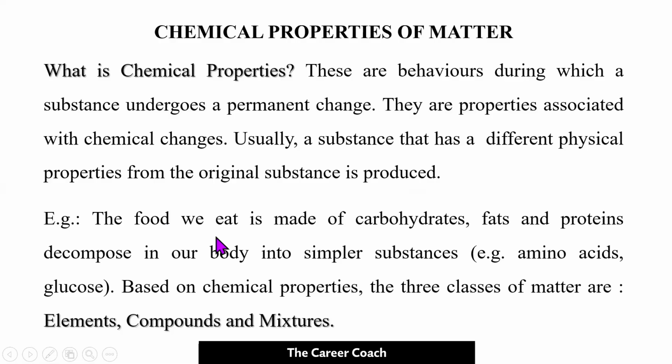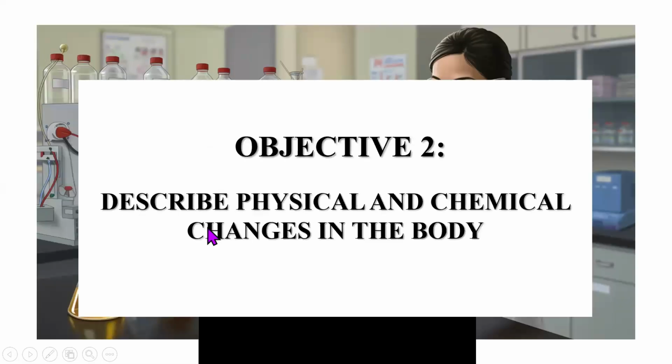For example, the food we eat is made up of carbohydrates, fats, and protein, depending on what you eat though. If you eat any of those, they decompose in our body into smaller substances, forming amino acids and glucose as the case may be. Based on chemical properties, the 3 classes of matter are elements, compounds, and mixtures.